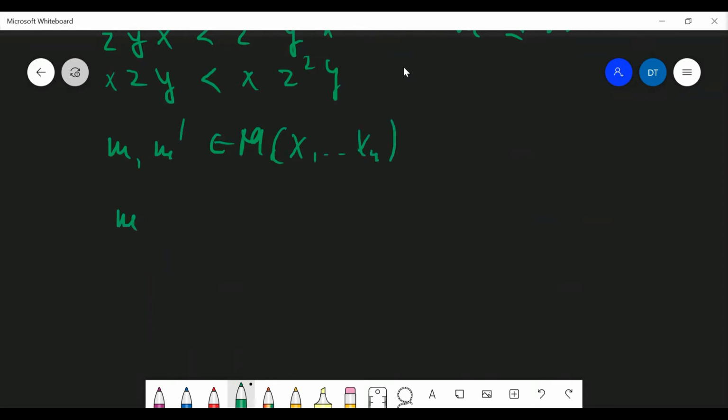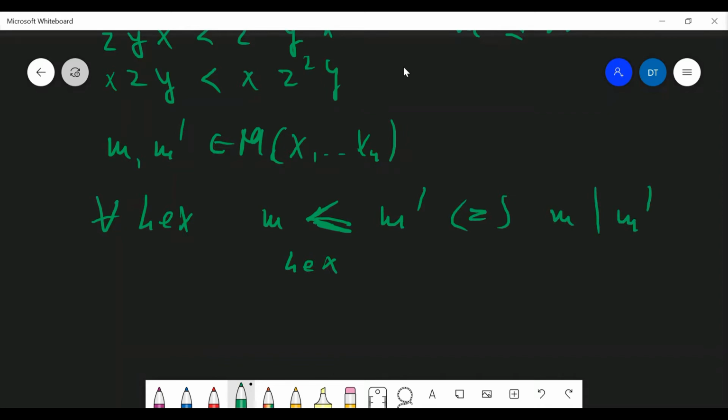Such that m is strictly smaller than m prime with respect to, let's say, any lexicographical ordering, so that m is not higher than m prime with respect to this ordering. This happens if and only if m divides m prime. So this is the claim: your monomial m divides m prime if and only if it's smaller than m prime for every lexicographical ordering. So this is the claim.